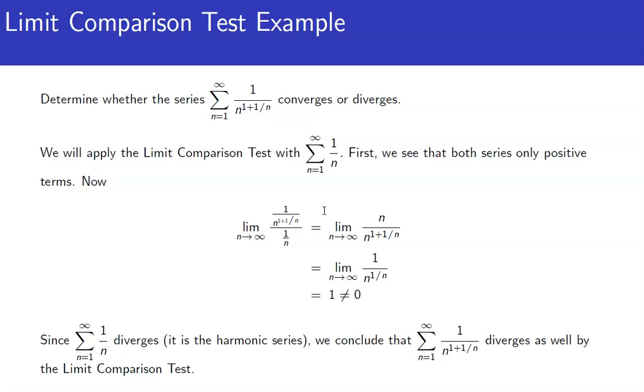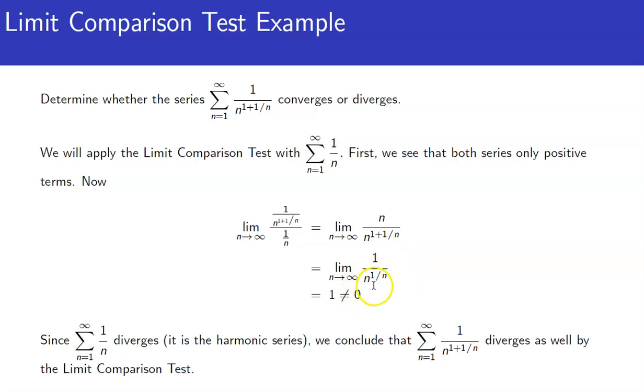Just like every other problem we've done with comparison tests, we note that both of them have only positive terms. And now we actually evaluate the limit. Here's the ratio of the two terms. This is just rewriting the fractions. Here we've got n to the first over n to the 1 plus 1 over n. If we subtract exponents, we'll get 1 over n to the 1 over n.